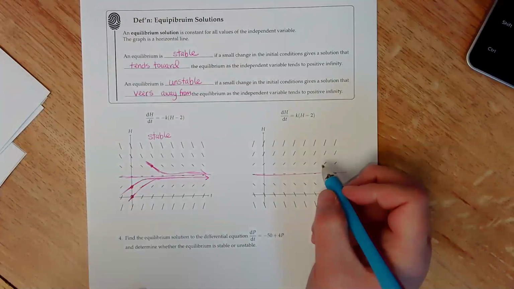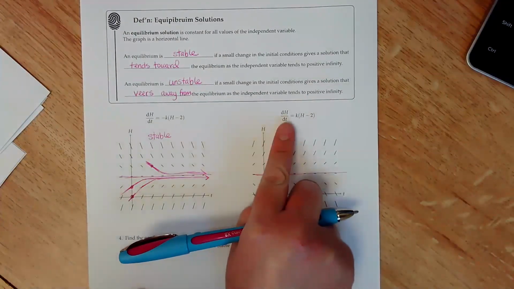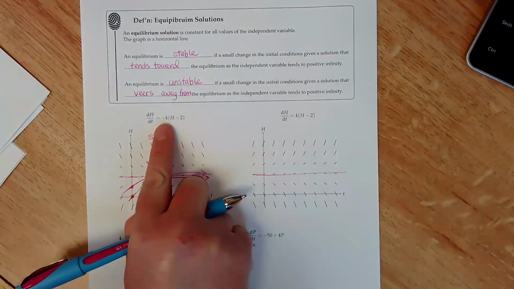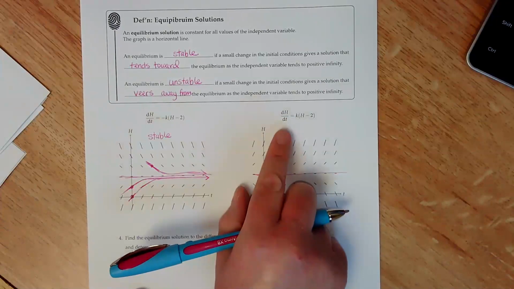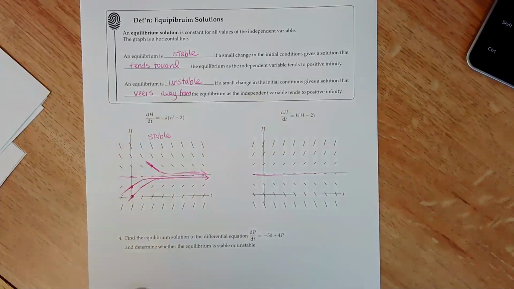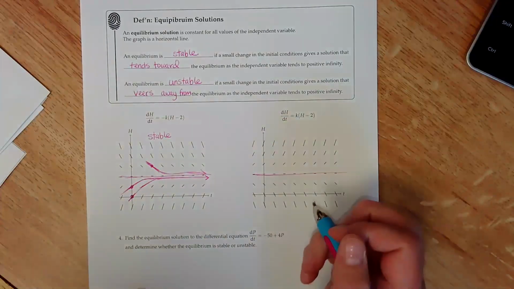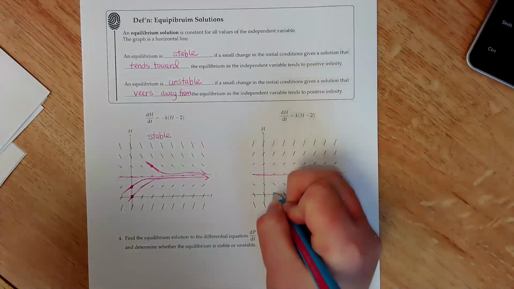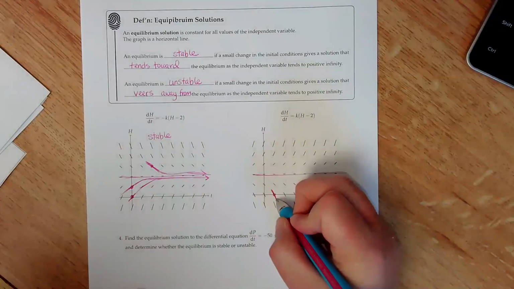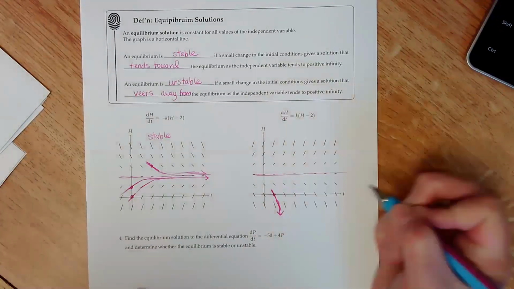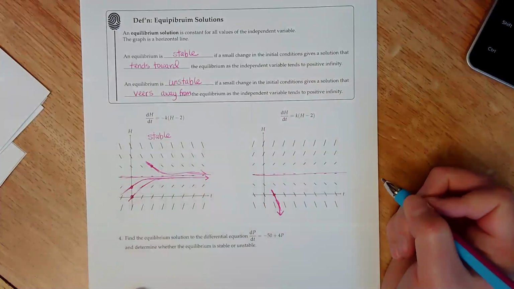And then let's look at this one. So these two differential equations are very similar. The only difference here is that this one has a negative and this one does not. And that k is just a constant that's being multiplied times h minus 2. Okay, so if I pick an initial condition here, so maybe I start here, and it tells me to head off in this direction. So I do that, and now it looks like I'm getting steeper. Okay, so that looks like I'm heading away.